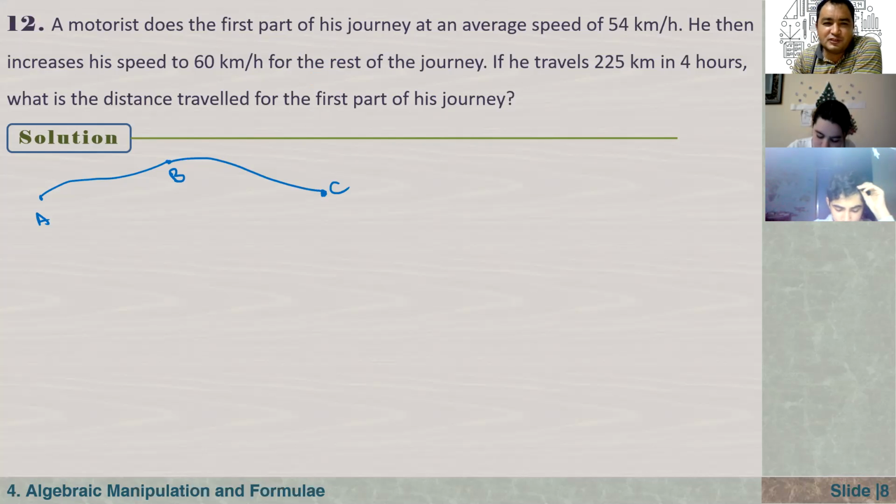What is the distance traveled for the first part of his journey? Just tell me the distance is this, or I don't know how to solve the problem. You don't have a third option. Just tell me these two answers.